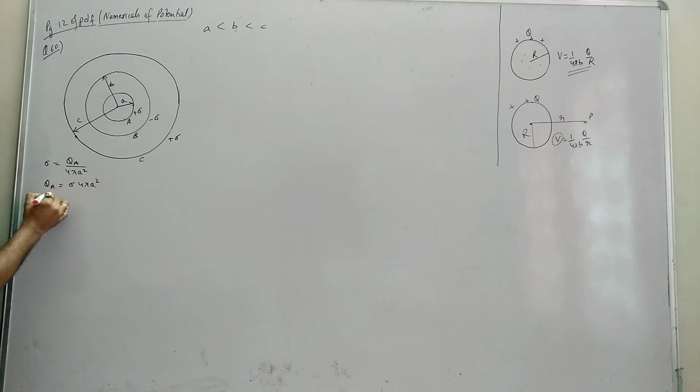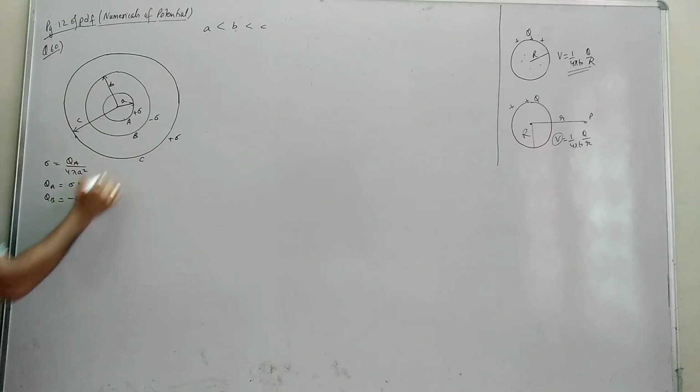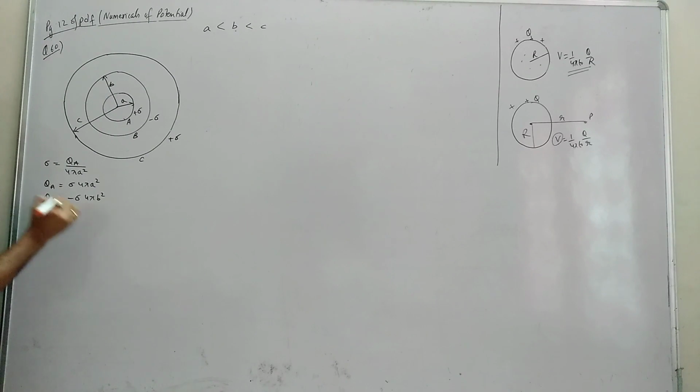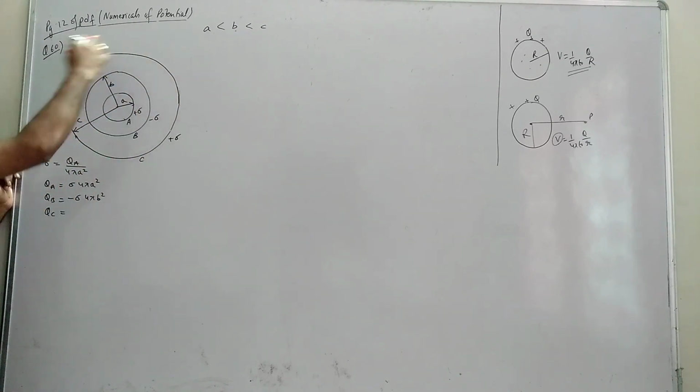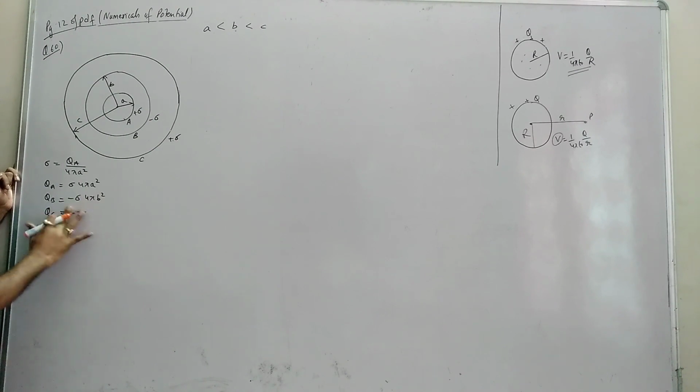Similarly, we can write QB will be what? What is the surface density of B? Minus sigma. Area of B is 4 pi b square. Radius is b here, see. Similarly, how much will be the charge at C? What is the surface density of C? Plus sigma. So plus sigma, okay class, into 4 pi. What is its radius? c square. We got all the three charges.